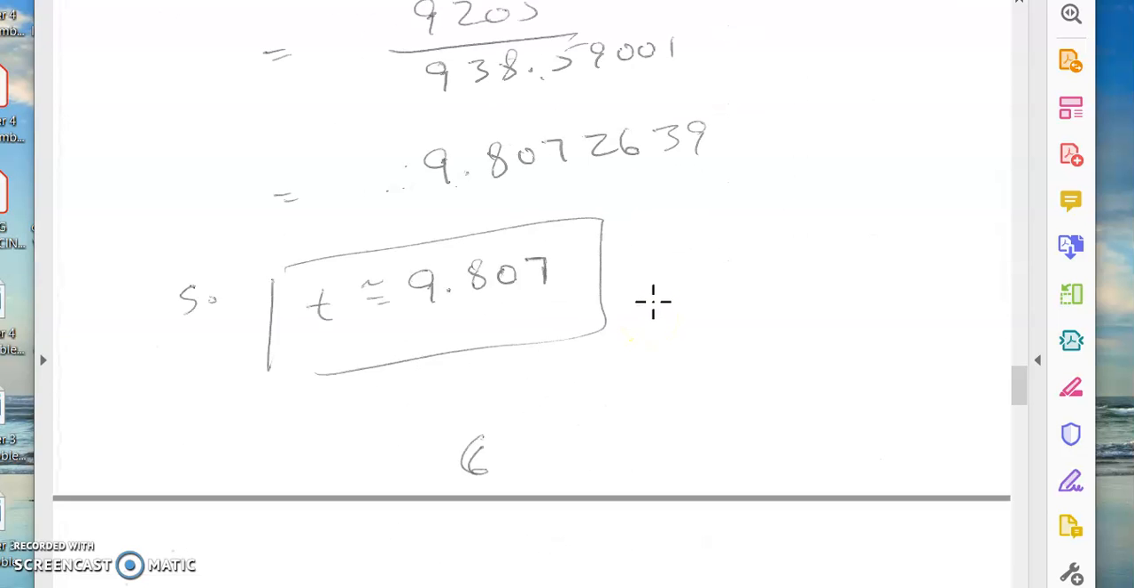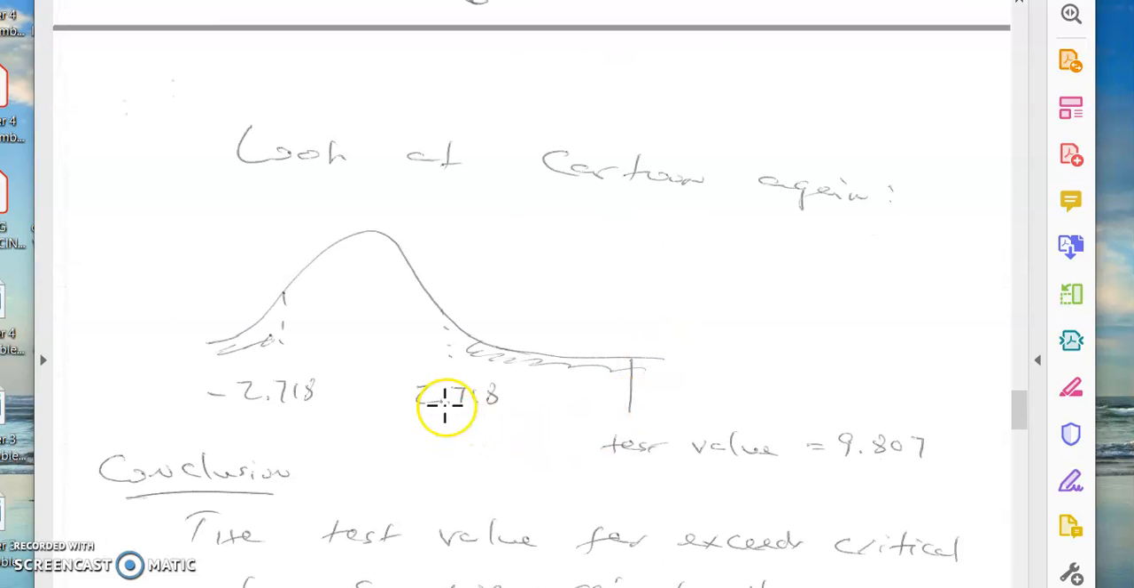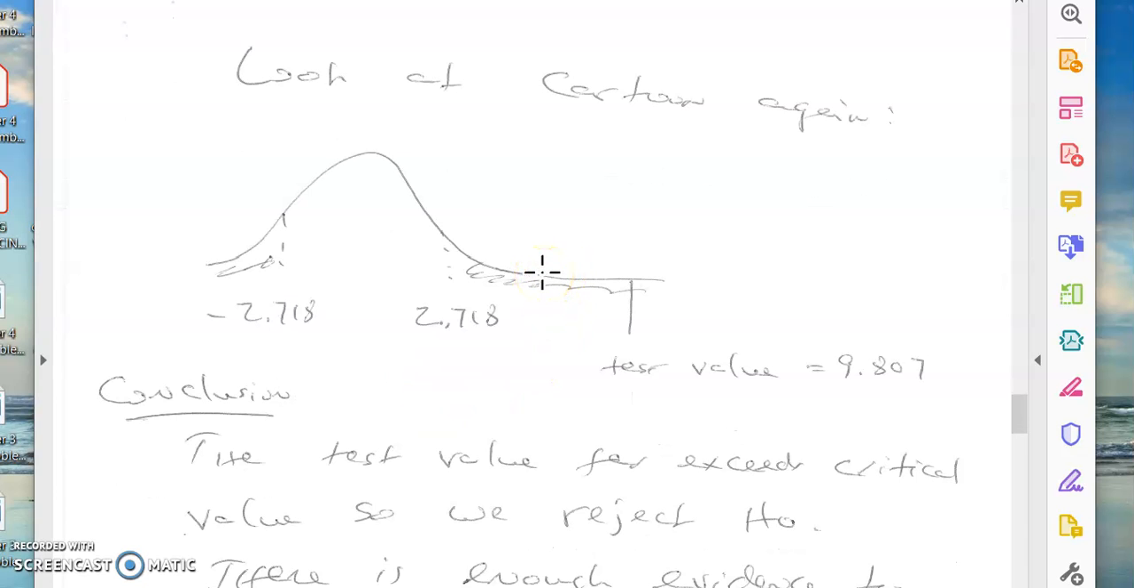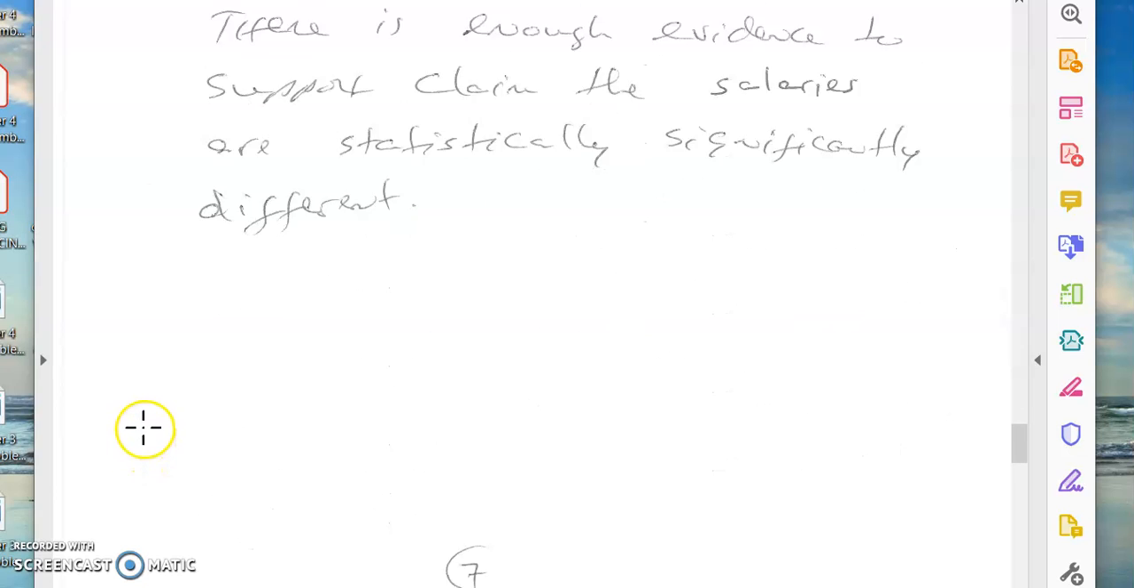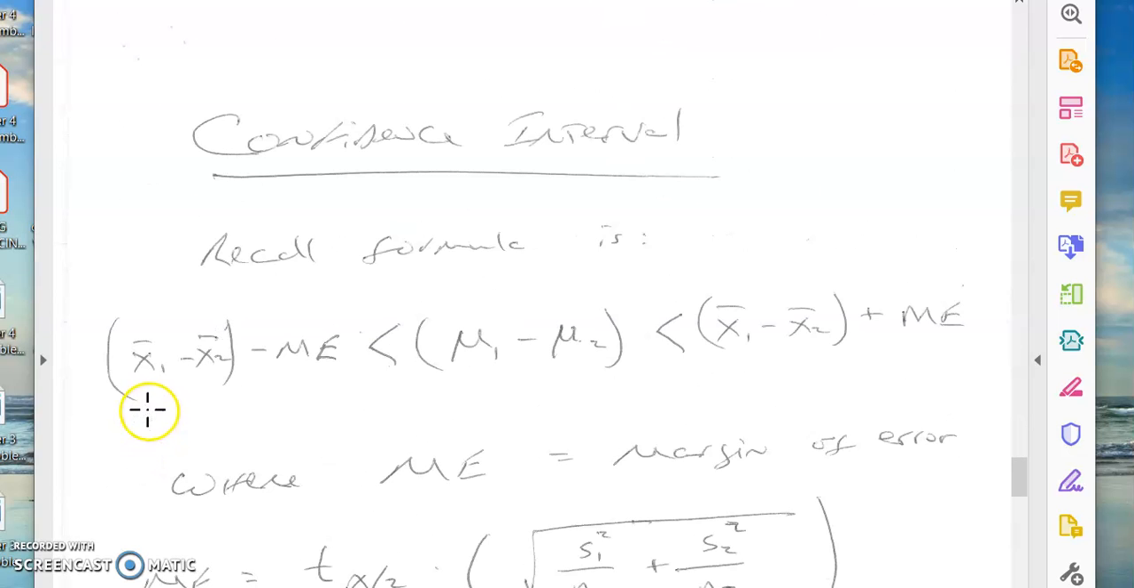Okay, so what does that tell me? I'm well past the critical value. I'm looking at the cartoon again. The test value far exceeds the critical value, so we reject the null hypothesis. And what we say is there is enough evidence to support the claim that the salaries are statistically significantly different. Okay, great. So now the confidence interval.